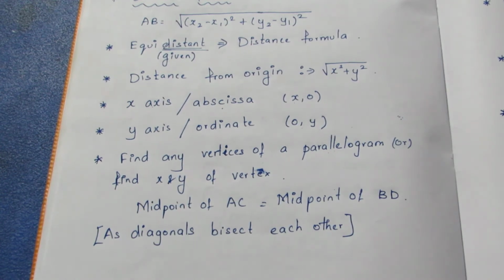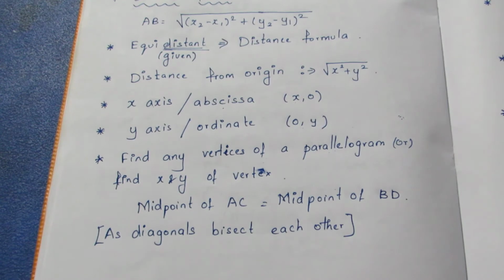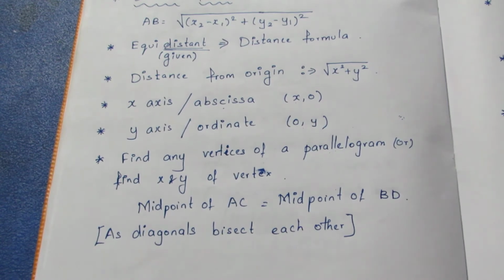In this case also we need to use this formula: midpoint of AC is equal to midpoint of BD. If it is a parallelogram taken in order, and any vertices are missing or any variables x or y we need to find, you need to use this formula, midpoint of AC is equal to midpoint of BD, because diagonals bisect each other in a parallelogram.